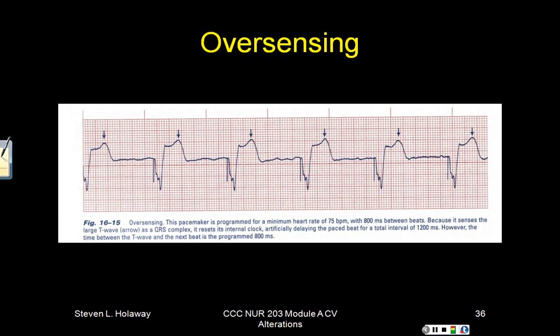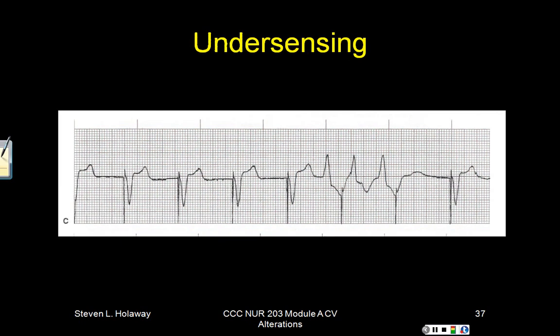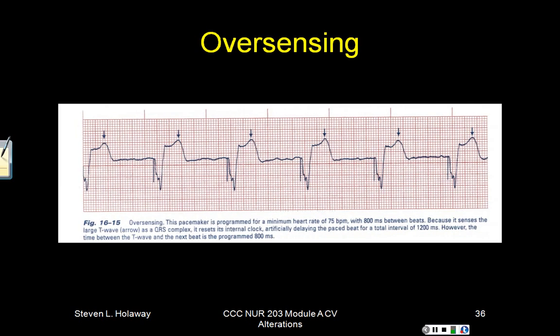Oversensing is where the pacemaker is actually sensing something other than the QRS. In this particular rhythm strip, this person's pacemaker is programmed to beat at 75 beats per minute, or 800 milliseconds between beats. If we look, this pacemaker is actually sensing this elevated ST segment as a QRS, so it is not firing at its programmed rate.